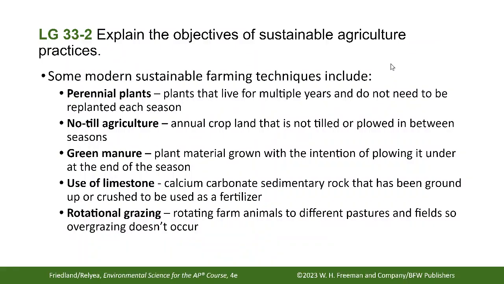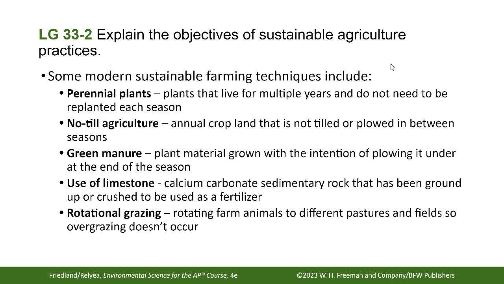Okay, so some modern sustainable farming techniques include using perennial plants, so plants that live for multiple years and do not need to be replanted each season. So if you don't have to plow or till each season, that's going to help your soil stay in one spot. And also in between seasons, your roots aren't being taken out, right? So again, with perennials, you're not using as many resources to replant them because they're coming back year after year. The roots are keeping the soil in place, etc.